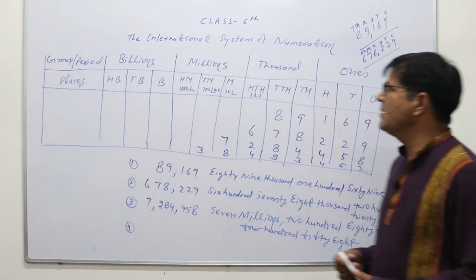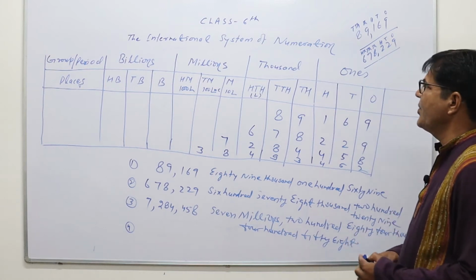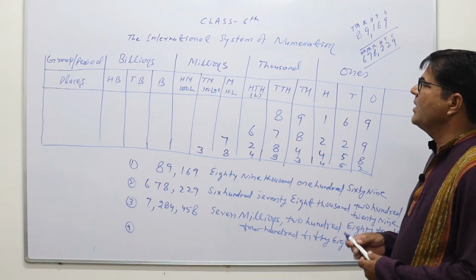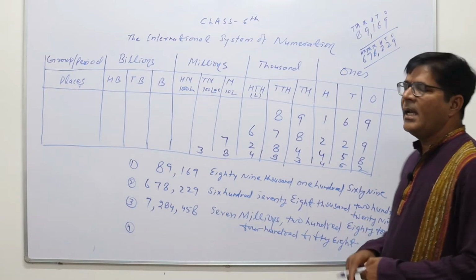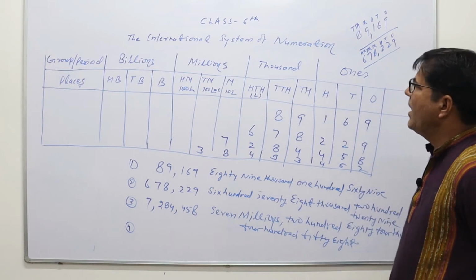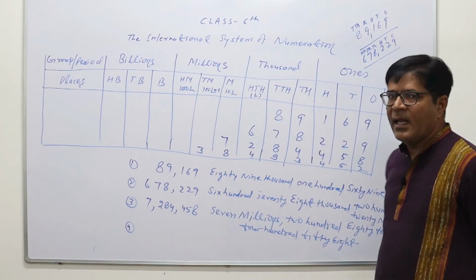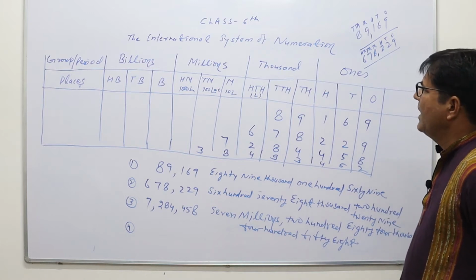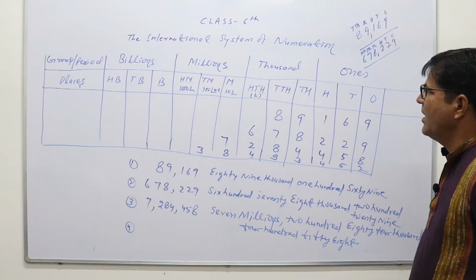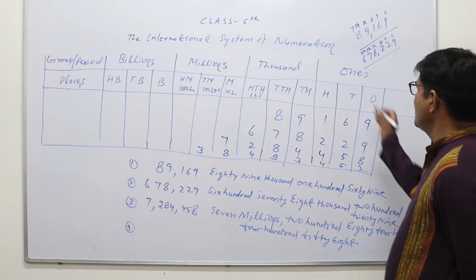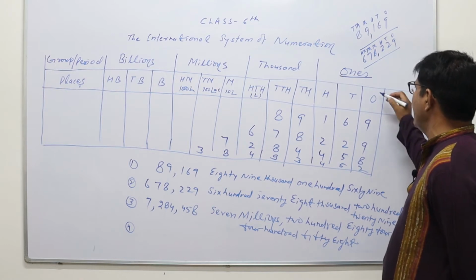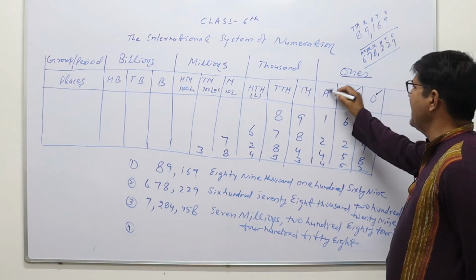Next topic is the international system of numeration. Before this, we discussed the Hindu-Arabic system, and in the Hindu-Arabic system, how we write a number and how we pronounce the given number. Now, in the international system of numeration, from the right hand side, the first group is ones, and in this group the digits are read out as ones, tens and hundreds.